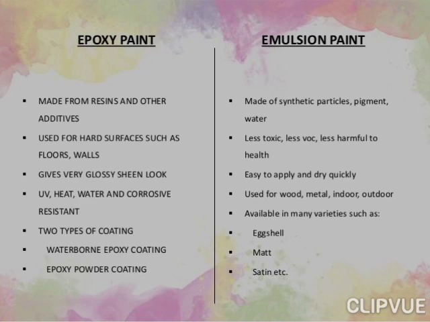In case of emulsion paints, these are basically made of synthetic particles, pigments and water. These are less toxic, less waxy and less harmful to health. These are easy to apply and dry quickly. These are used for wood, metal, indoor and outdoor. These are easily available in many varieties such as eggshell, matte.